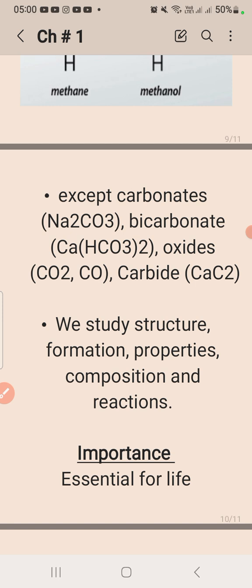So what we have studied today: we have studied why chemistry is divided into different branches, and physical chemistry, inorganic chemistry and organic chemistry.